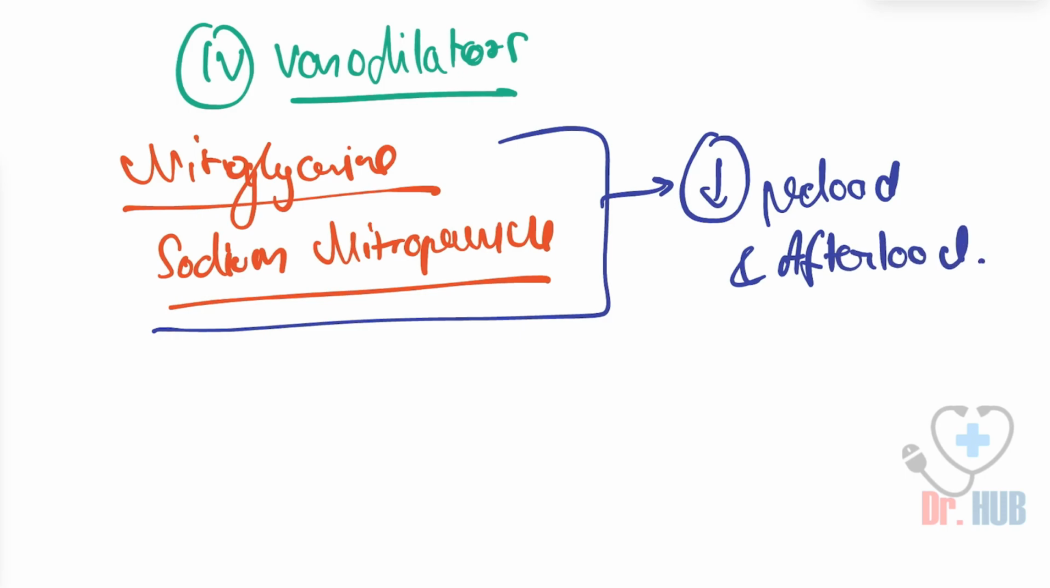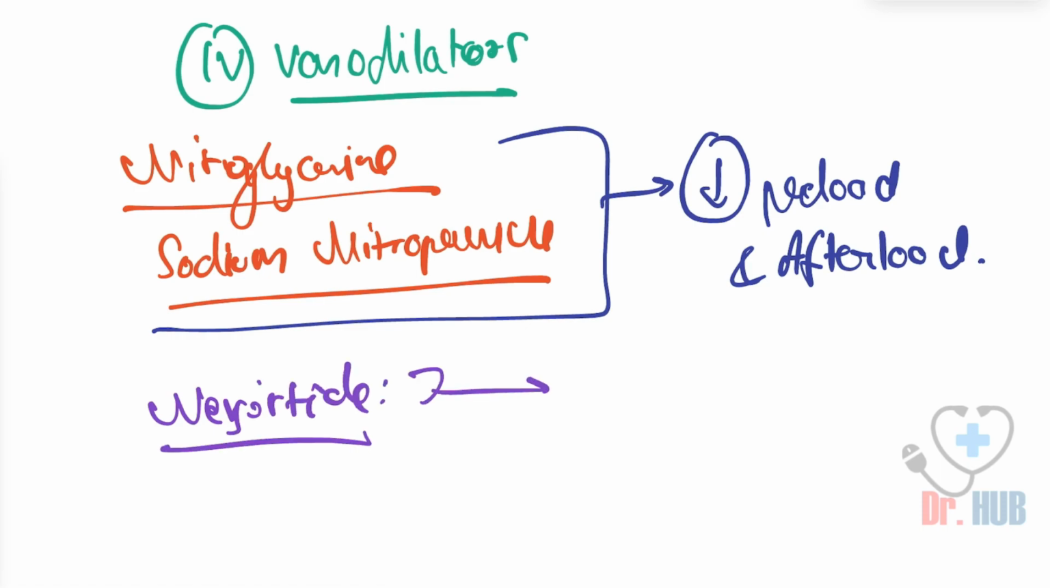Next we move on to nesiritide. What is nesiritide? It is nothing but recombinant human BNP.